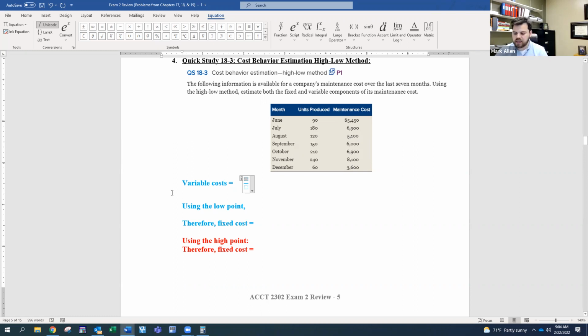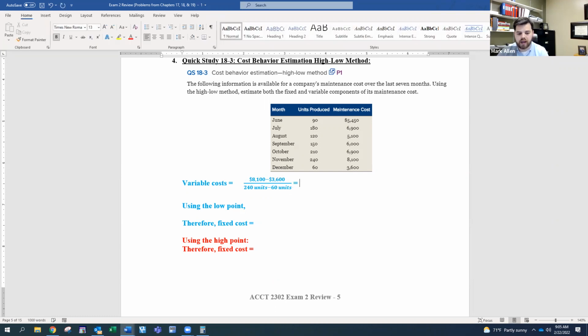And so what we do is we start with our high point, and we take our 8,100 minus our low point, 3,600, and we'll divide that by, in this case, 240 units from the high point, and we'll subtract out the 60 units from the low point. So in other words, we figure out essentially the slope of the line. You'll recognize this from algebra as exactly that. You'll notice on your y-axis, you've got your dollars. Here you've got your units.